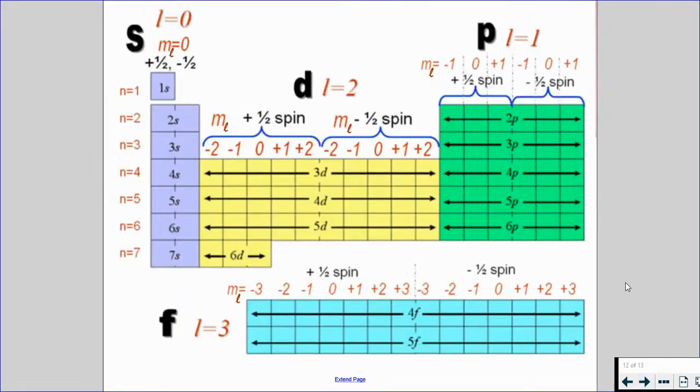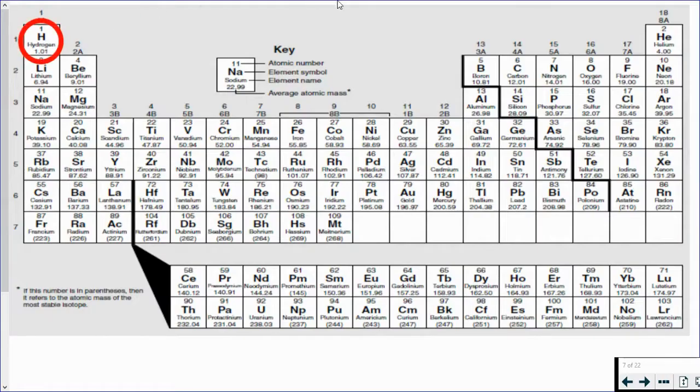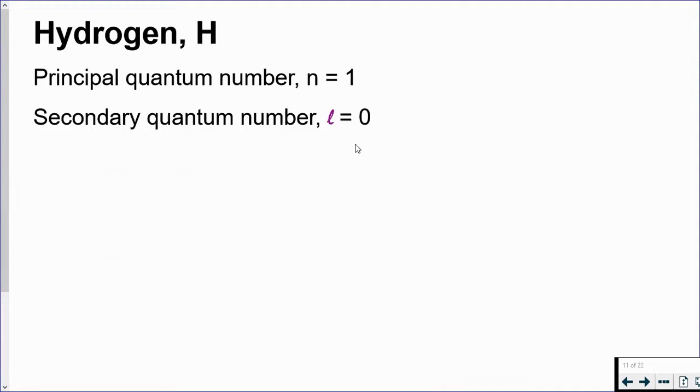The s, p, d, and f orbitals can be found in specific locations on the periodic table, as shown on this diagram. Hydrogen has 1 electron, and you can see that the location of hydrogen on the periodic table indicates that it is in period 1. So what's the principal quantum number? n equals 1. You also see by the location of hydrogen that it is in the s block. So the secondary quantum number for hydrogen's electron is l equals 0. Remember that when we're talking about quantum numbers, we're describing the location of the electron.